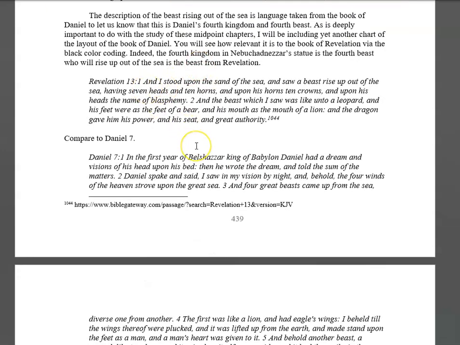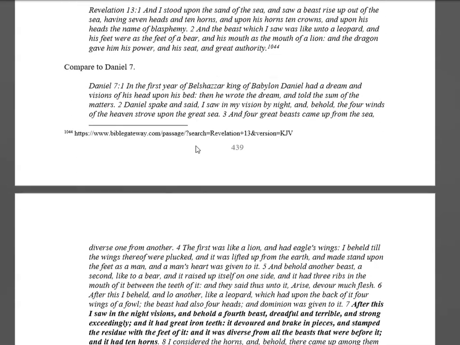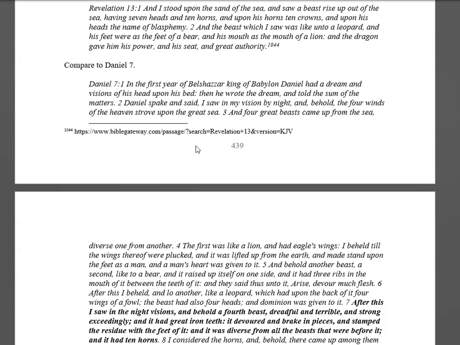Revelation 13:1, "And I stood upon the sand of the sea and saw a beast rise up out of the sea, having 7 heads and 10 horns, and upon his horns 10 crowns, and upon his heads the name of blasphemy. And the beast which I saw was like unto a leopard, his feet were as the feet of a bear, his mouth as the mouth of a lion, and the dragon gave him his power and his seat and great authority." Compare to Daniel 7, verse 1.